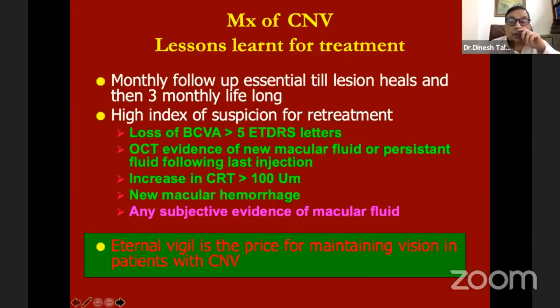Monthly follow-ups are essential till the lesion heals, and then 3 monthly follow-ups, lifelong. High index of suspicion for retreatment is needed. If you have a loss of BCVA, even a small amount, OCT evidence of fresh fluid or persistent fluid, increase in central retinal thickness, any new hemorrhage. So that's why fundus examination is critical, or even if the surgeon subjectively feels that the macular fluid is increasing, you need to treat these patients.